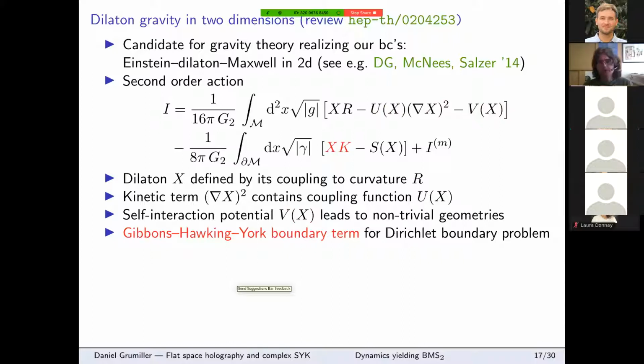And in a holographic context, it's often important to also take into account the boundary contributions. For instance, if you want to evaluate the on-shell action to derive thermodynamical quantities like free energy.